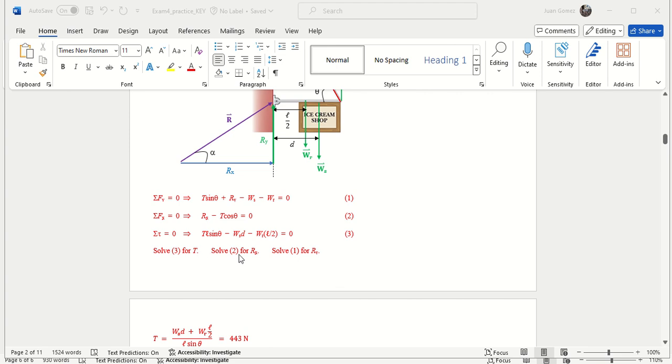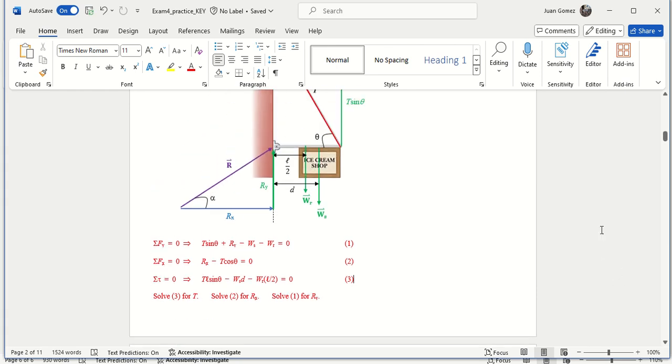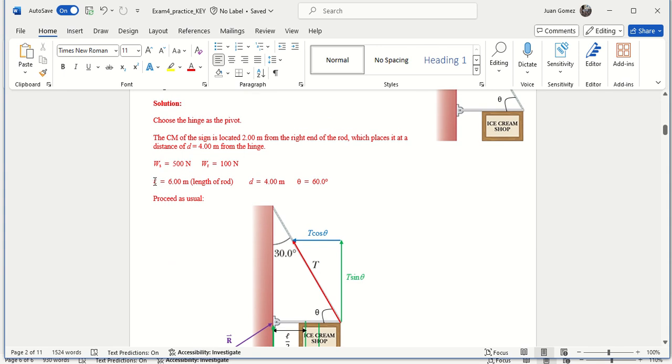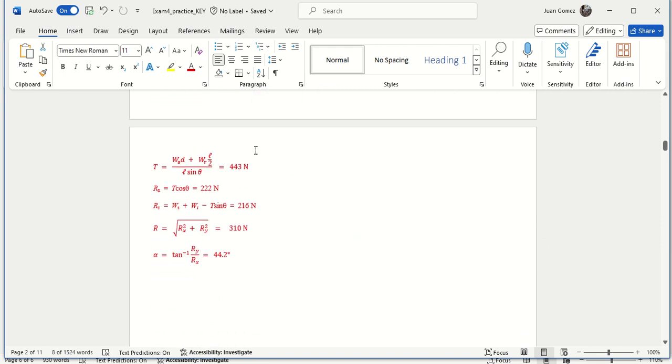Solve equation 2 for Rx. Solve equation 1 for Ry. That never changes. Doing the algebra, T is equal to the following expression. I'm just algebraically solving equation 3 for T, and you get this expression here. When you plug in the given numbers, we know D, L, theta, Ws and Wr. So plugging in all the values, you get T is 443 newtons.